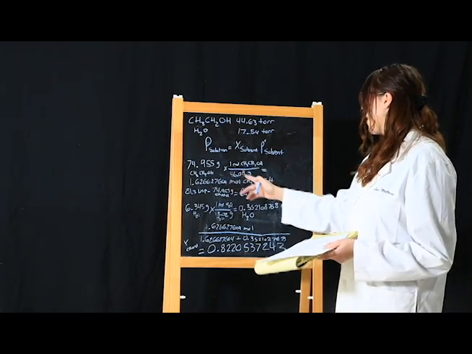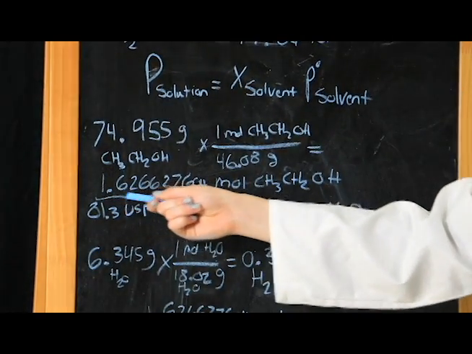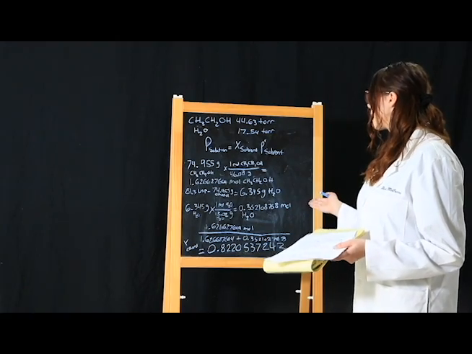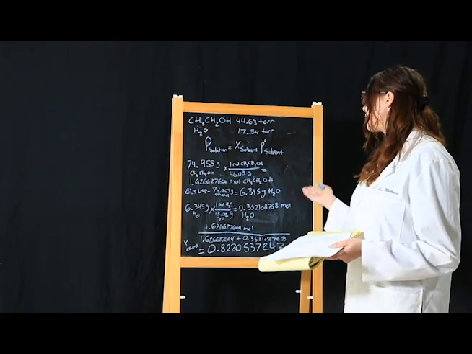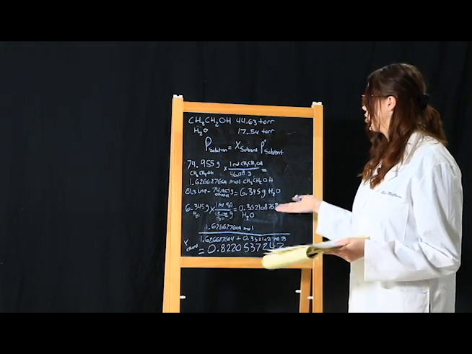Once you multiply the grams of the ethanol, it will cancel out with each other, and you are left with 1.6266 and so on moles of ethanol. Now, to find the mole fraction, we also need to find the amount of moles of water in this solution.